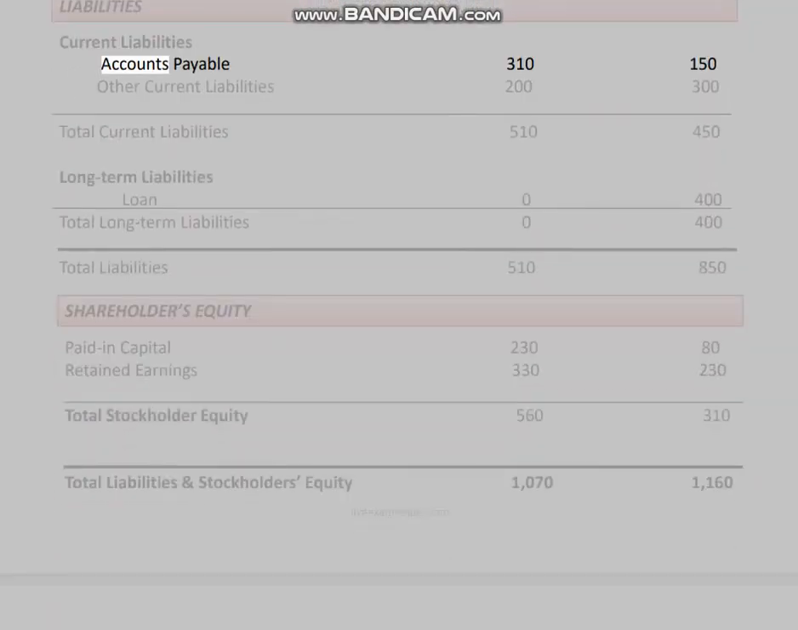Liabilities. Current liabilities. Accounts payable 310, 150. Other current liabilities 200, 300. Total current liabilities 510, 450. Long-term liabilities. Loan 0, 400. Total long-term liabilities 0, 400. Total liabilities 510, 850. Shareholders' equity. Paid in capital 230, 80. Retained earnings 330, 230. Total stockholder equity 560, 310. Total liabilities and stockholders' equity 1,070, 1,160.